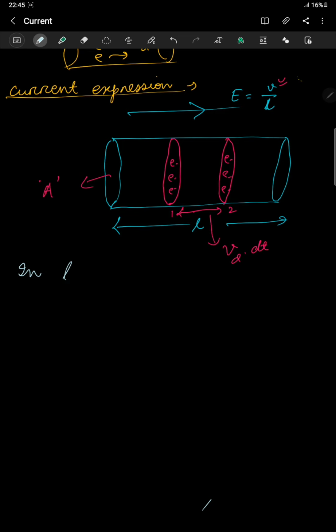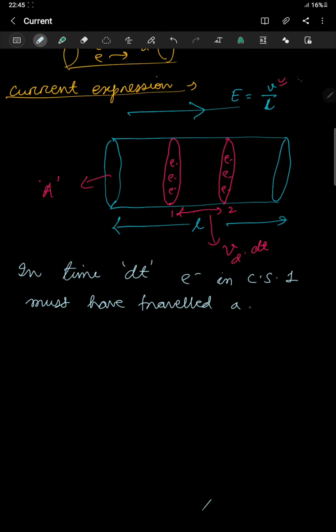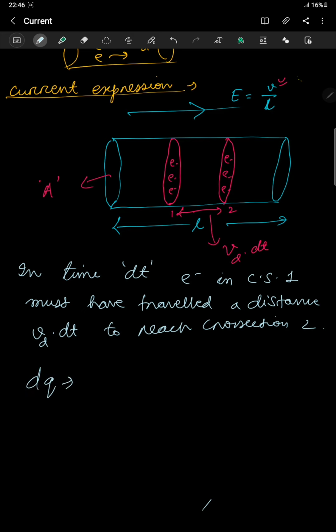Remember this conductor is connected to a battery. So in time dt, electrons in cross section 1 must have traveled a distance Vd into dt to reach cross section 2. Then what will be dq? dq will be the number of charges that crossed the cross section.